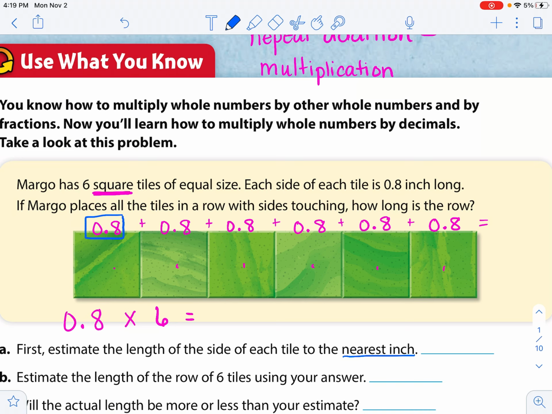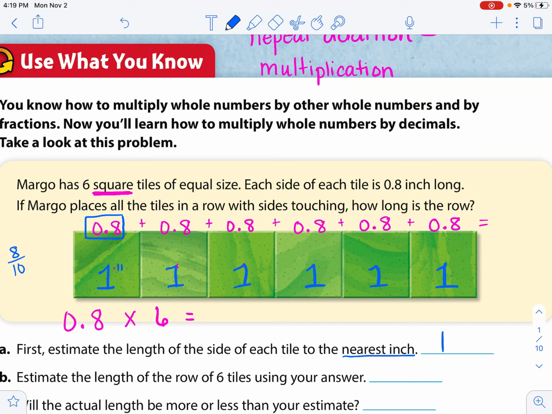Well, boys and girls, 8/10 looks like this as a fraction. If that were a pizza, that would mean the whole pizza is cut into 10 slices and you have 8 of them. That's almost the whole pizza, right? So I would say we could round this up to each one of these being 1 inch, right? So 1 plus 1 plus 1 plus 1 plus 1 plus 1, okay?